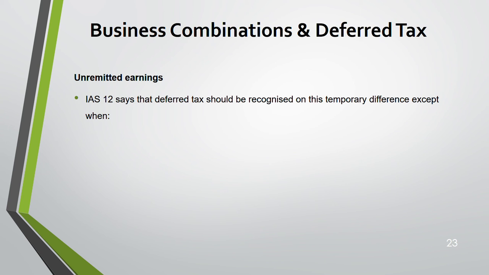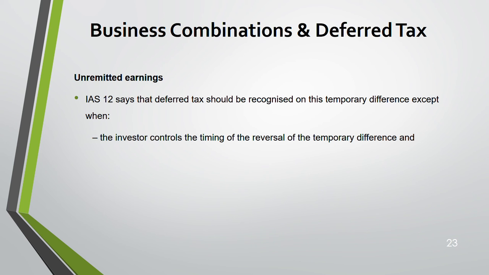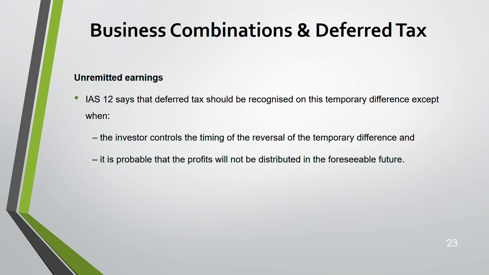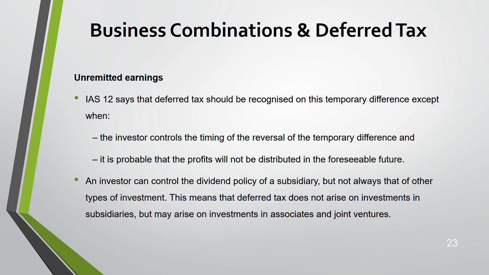Now, what does IAS 12 say? IAS 12 says deferred tax should be recognized on this temporary difference, except when two things happen. There are exceptions where you cannot recognize deferred tax on unremitted earnings. Number one, the investor controls the timing of the reversal of the temporary difference. That means your temporary difference reverses, but who controls that timing? The investor, the one who has invested. Second, it is probable that profits will not be distributed in the foreseeable future. So in these two conditions, you do not recognize deferred tax. Then, an investor can control the dividend policy of a subsidiary. If this is the case, you cannot recognize deferred tax.